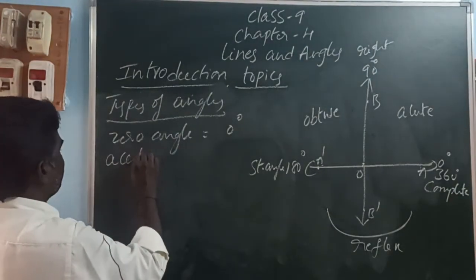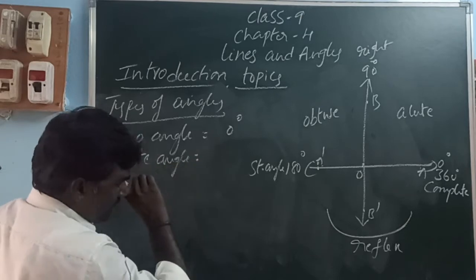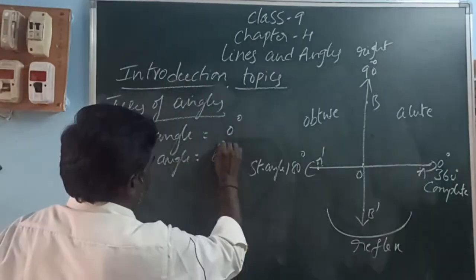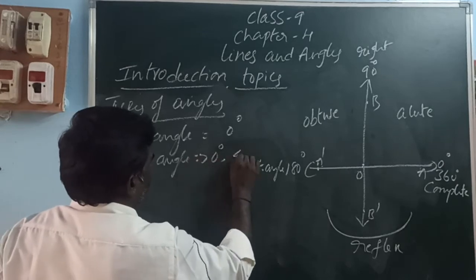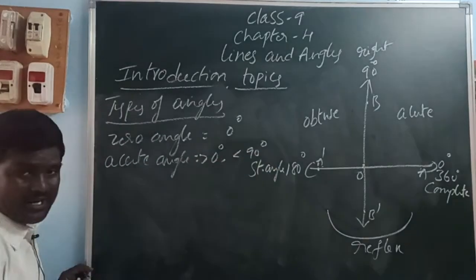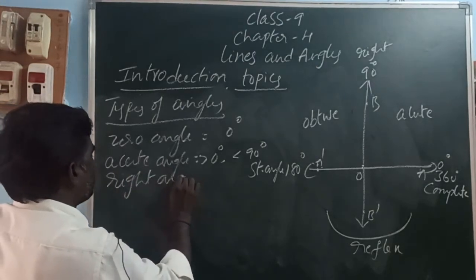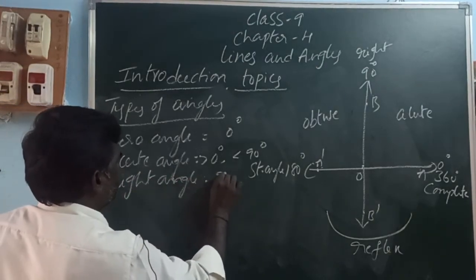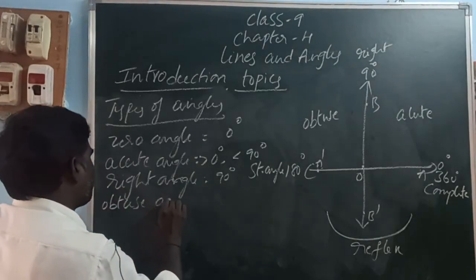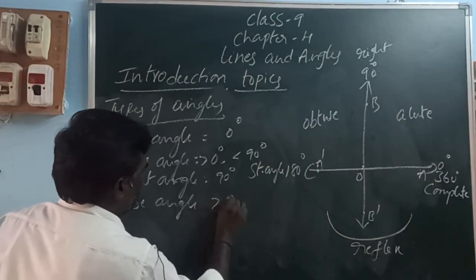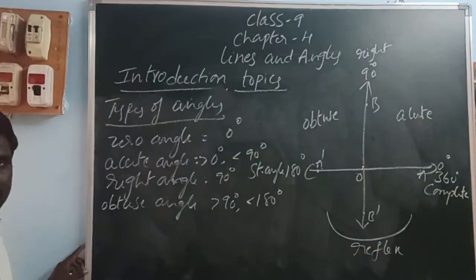Next, acute angle, an angle which is above 0 degrees below 90 degrees. That angle is called acute angle. Next, right angle, an angle which is 90 degrees. Next, obtuse angle. Above 90 degrees below 180 degrees, that angle is called obtuse angle.